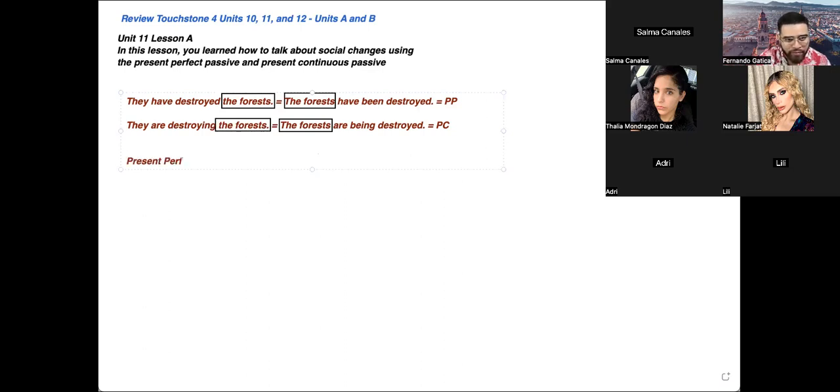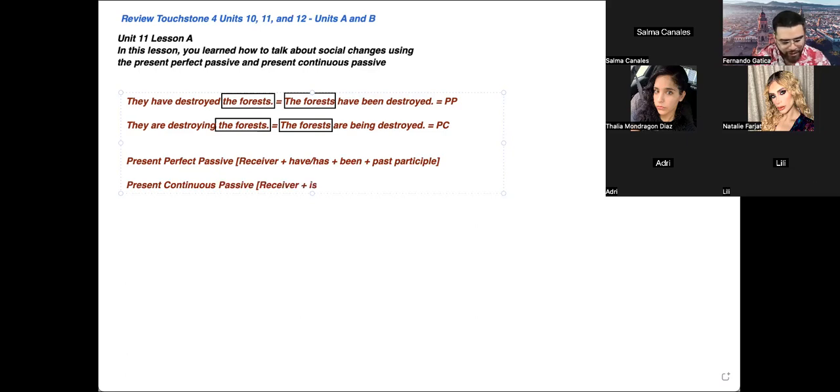Present perfect passive is like this. You put the receiver first, of course. In this case, the forests, the receiver, and then have or has, then been, and then a past participle. And then the present continuous passive, this would be the receiver, is, am, are, being, and then the past participle.